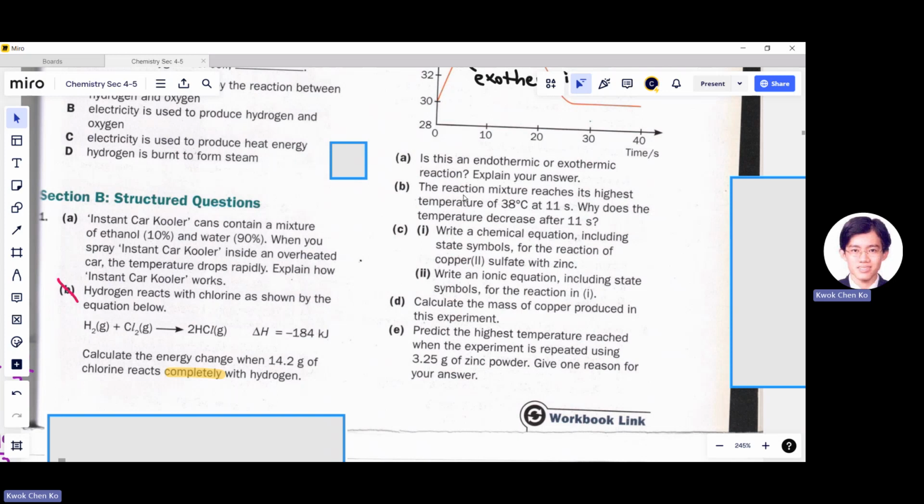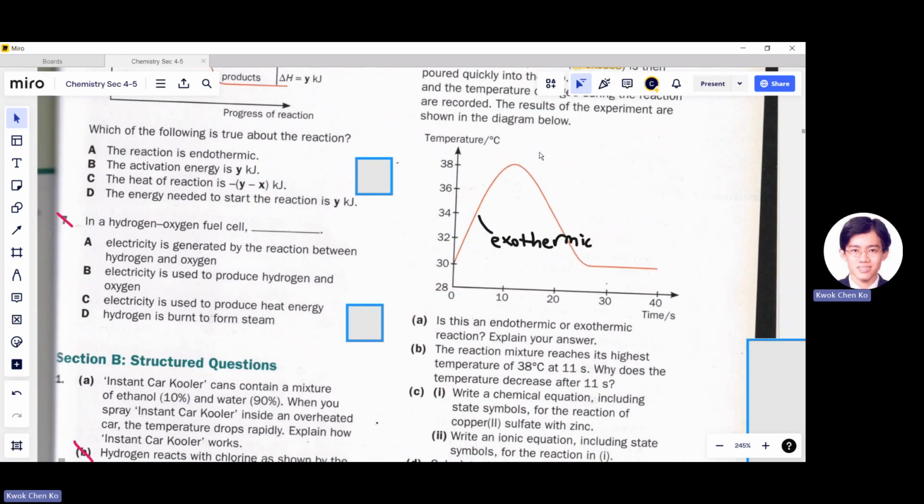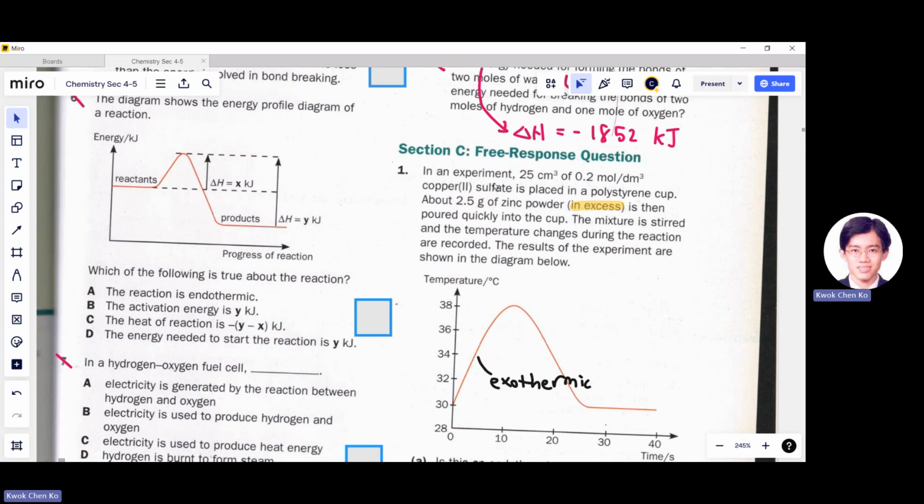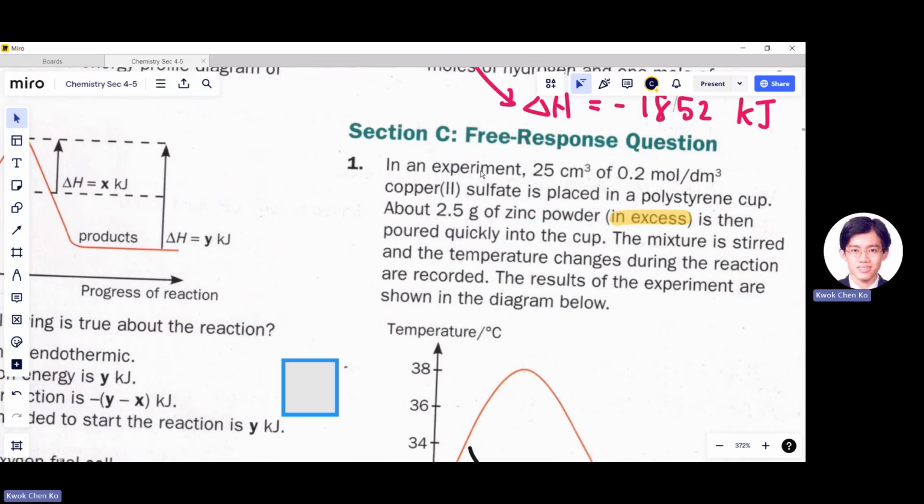Is copper a solid or is it a liquid? What did they put here? Look at the first sentence: 25 cm cubed of 0.2 mole per dm cubed copper sulfate. So what does that tell you? It's aqueous. Yes, it's soluble. Don't forget your solubility rules.